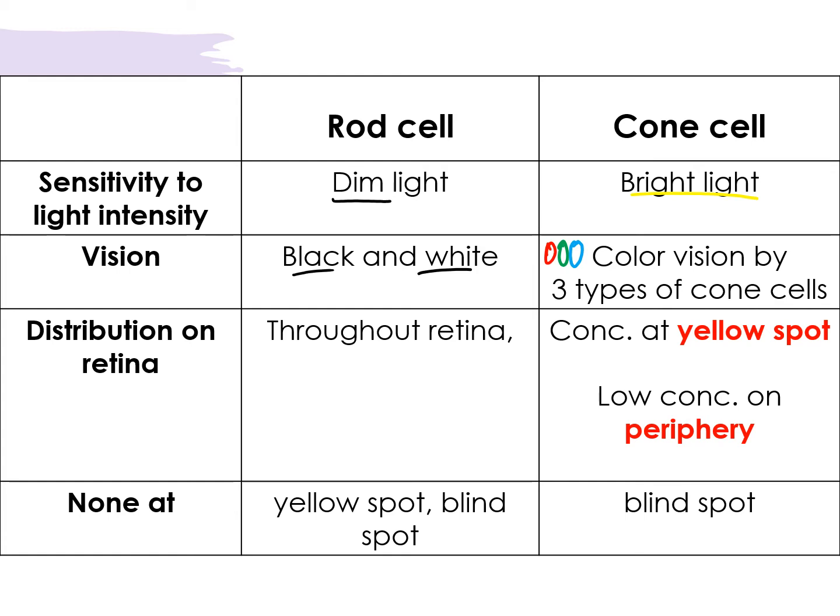And then the distribution, how are they located on the retina? The rod cells, you can find them throughout the retina. While for the cone cells, you can find them a lot concentrated at the yellow spot, low amount in the periphery. But you cannot find any rod cells at the yellow spot or the blind spot. For the cone cells, you cannot find them in the blind spot. So anyway, blind spot always does not have any photoreceptors. Remember that.